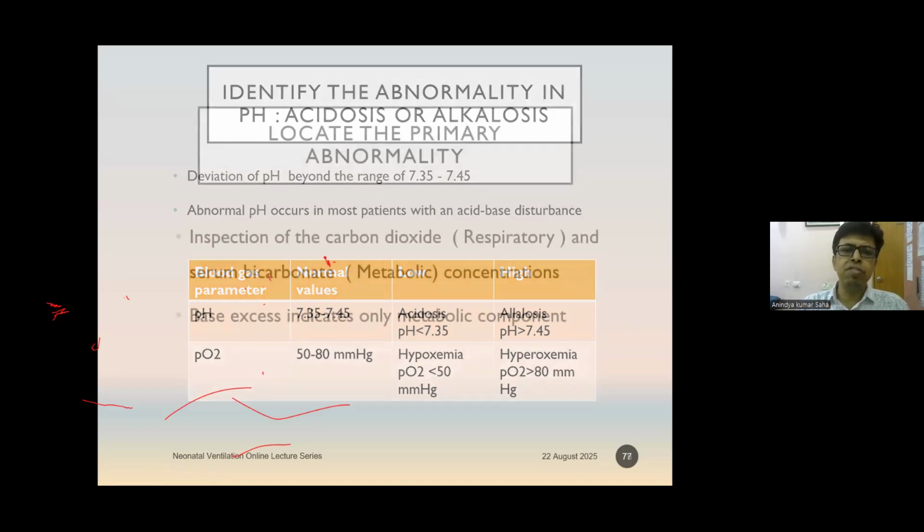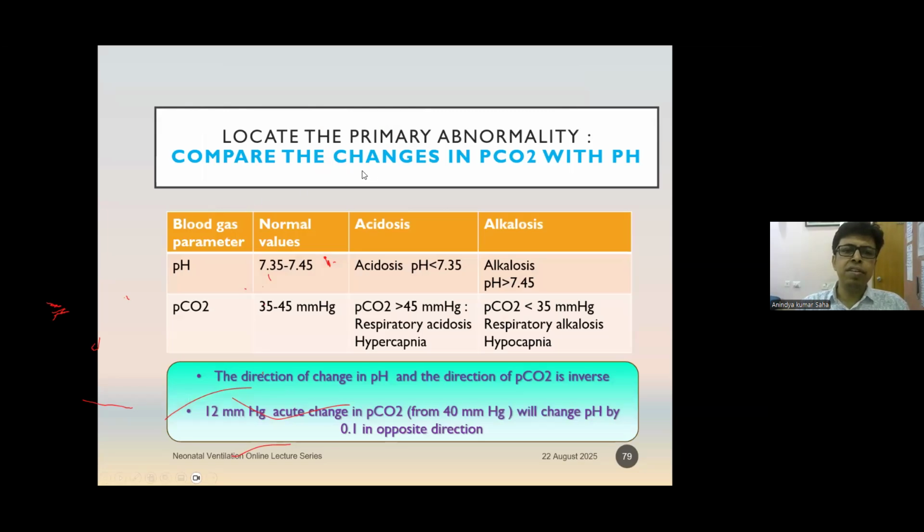Next, we see whether it is related to a change in PCO2. If there is acidosis and an increase in carbon dioxide, this acidosis can be explained by the PCO2 value. This is known as respiratory acidosis. Here, the direction of change in pH and in PCO2 is inverse: pH is lowered, whereas PCO2 is higher.